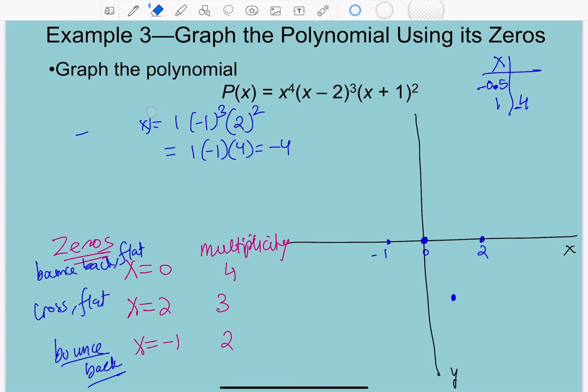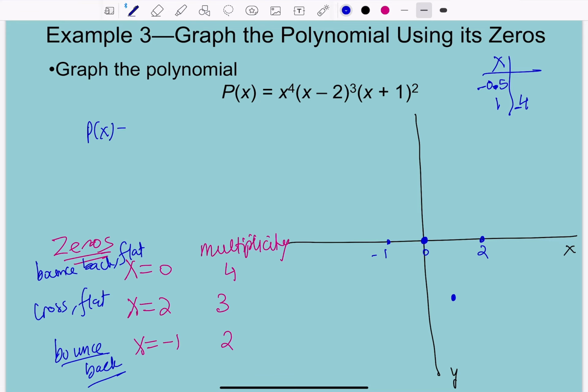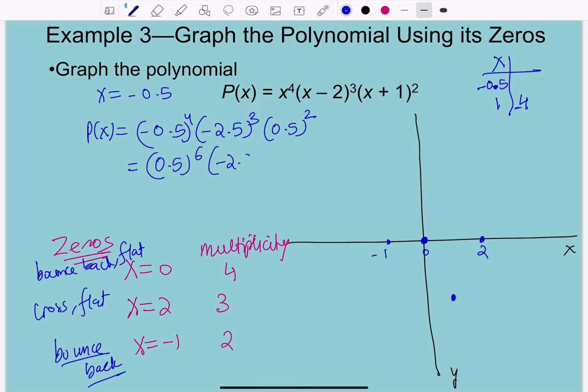And when x is negative 1/2, let's see what happens. When x is negative 0.5, negative 0.5 to the fourth power, negative 0.5 minus 2 is negative 2.5 to the third power, negative 1/2 plus 1 would make it 0.5 to the second power. Let's figure out, that would be, the negative is going to disappear, 0.5 to the sixth power, times negative 2.5 to the third power.